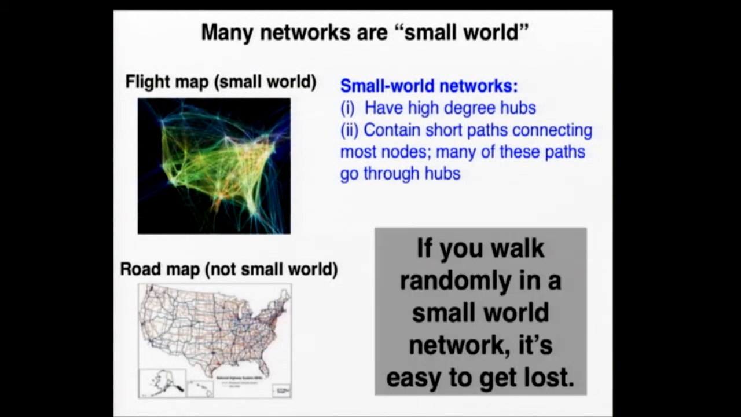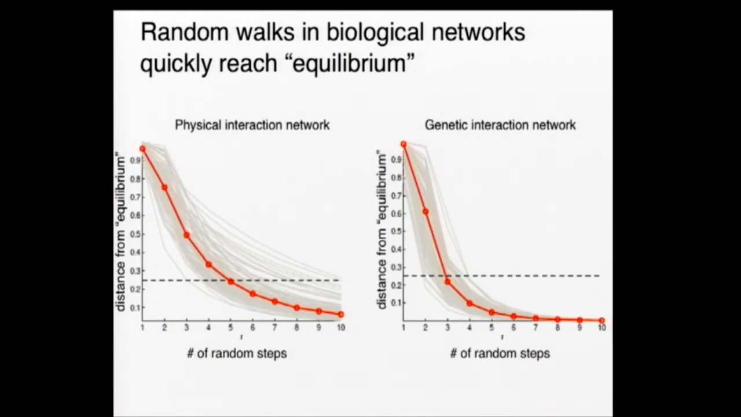So if you start randomly walking in a small world network, it's really easy to get lost. What I mean by that is you forget where you've come from, because you've gotten so far away that there's no information left in where you are that tells you where you came from in the first place. You can simulate this process in biological networks, and you know what the equilibrium distribution is. When you take these random steps, you very quickly, especially in this genetic interaction network, converge to the equilibrium distribution.